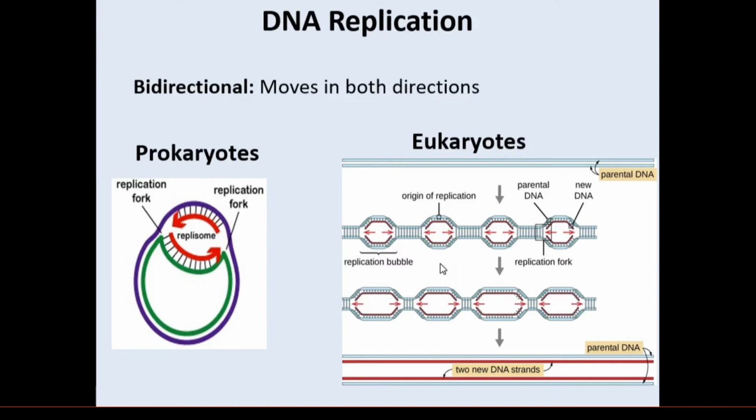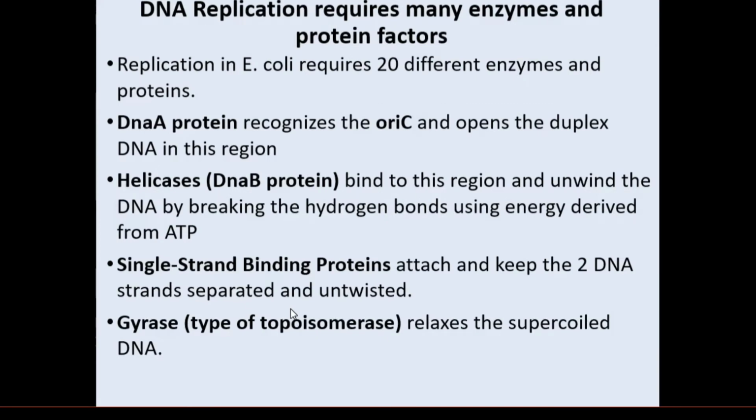DNA replication is bidirectional, that is, it moves in both directions. Here you see that in prokaryotes the replication fork moves in opposite directions, with only one origin of replication, while in eukaryotes there are multiple origins of replication, and it occurs bidirectionally. DNA replication requires many enzymes and protein factors. Replication in nuclei requires 20 different enzymes and proteins.